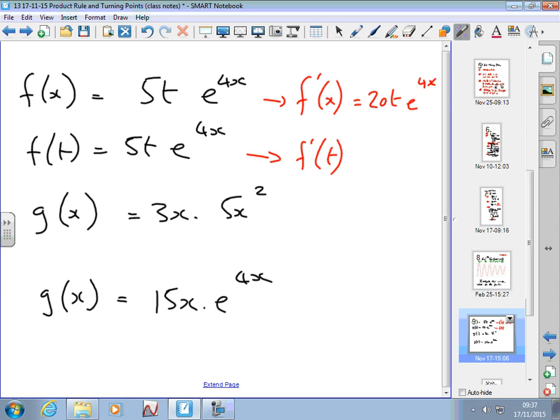It's like I differentiated 4t. What happens? The t disappears, doesn't it? And I'm left with just a number in front. So what's the differential of that with respect to t? 5 e to the 4x. The t just disappears. I'm differentiating with respect to t.